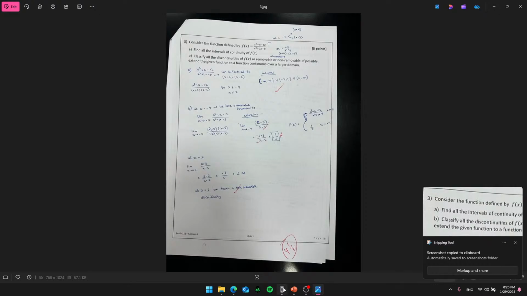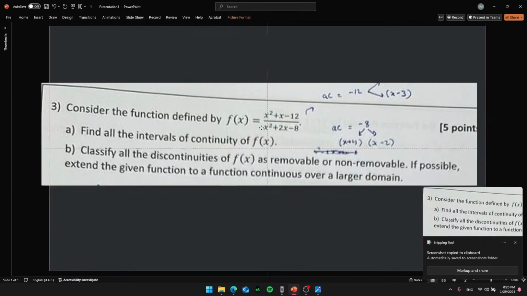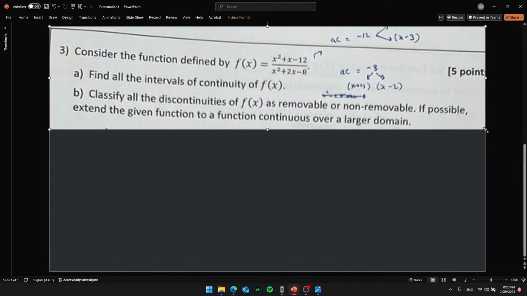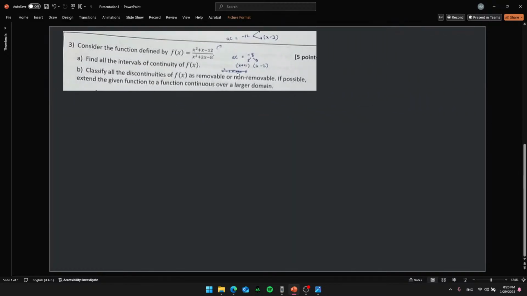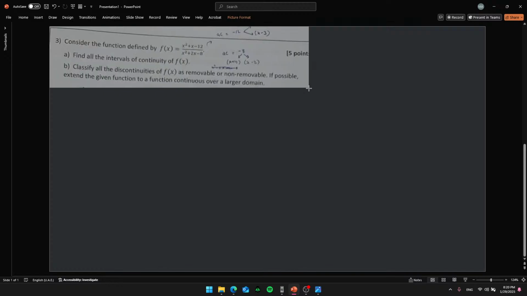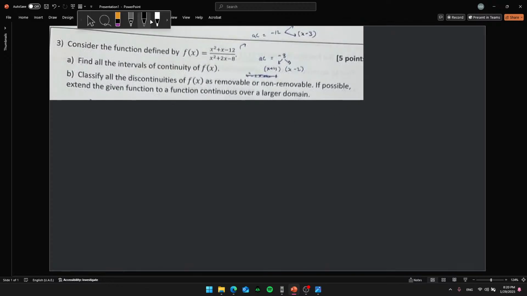Third page. Consider the function defined by, find all intervals of continuity of f of x. So basically he's asking for the domain. For part A, he's asking for the domain. Continuity is the same as finding the domain. So what's the domain of this function? f of x equals x squared plus x minus 12 over x squared plus 2x minus 8.